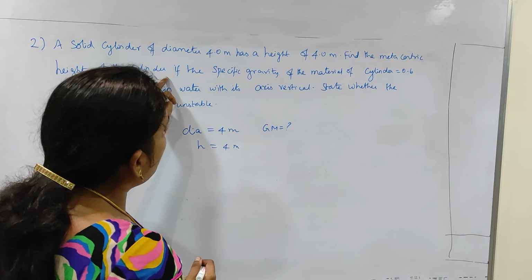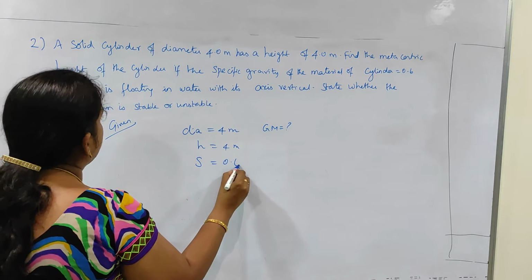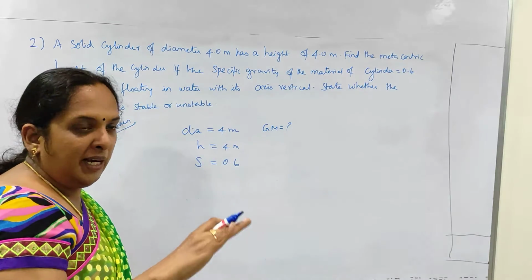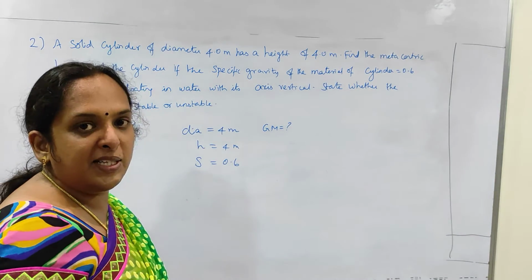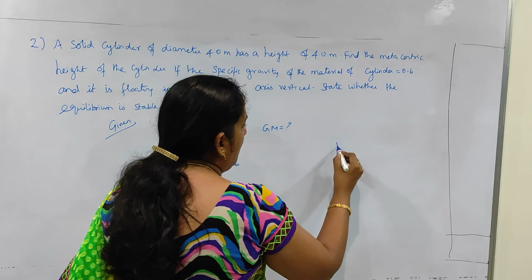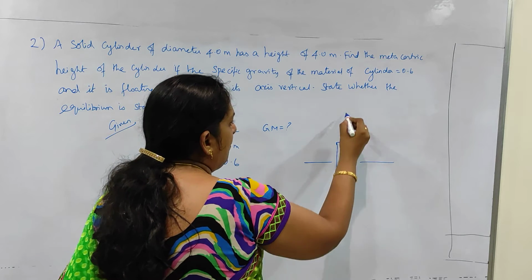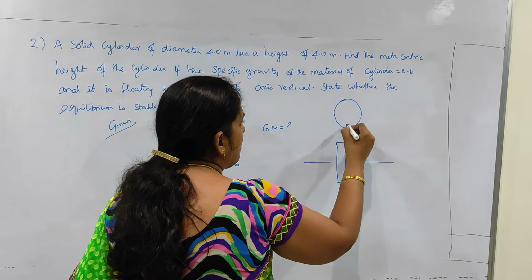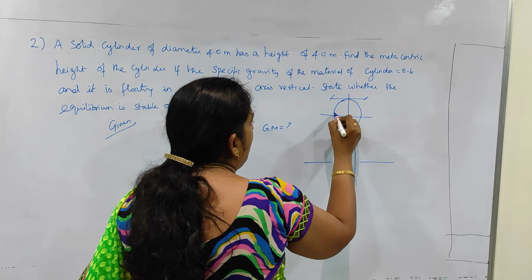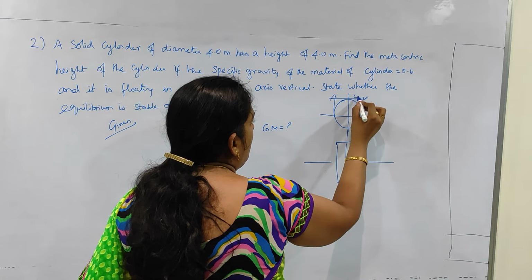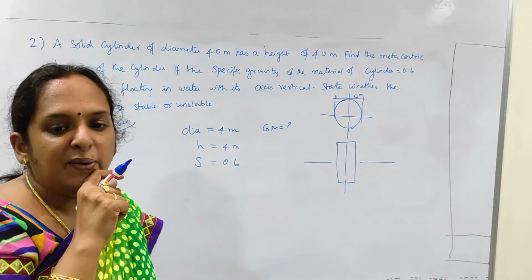If the specific gravity of the material of the cylinder is 0.6, and it is floating in water with its axis vertical. So it is moving only with the axis vertical. This is your body now, floating in water with its axis vertical. But when you see the plan, this is actually a circular one or a cylindrical one. So this diameter is 4 meters.